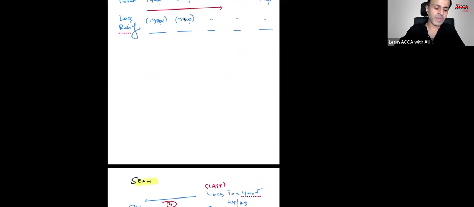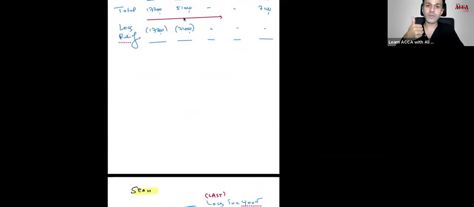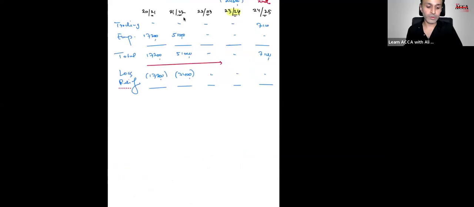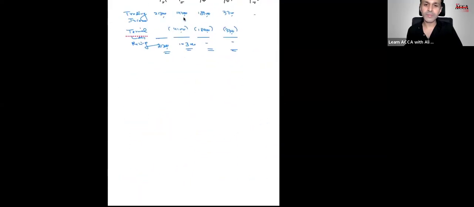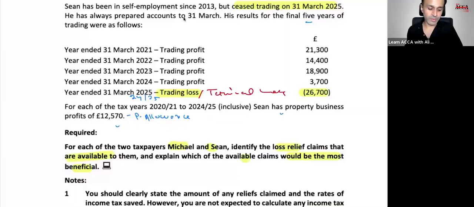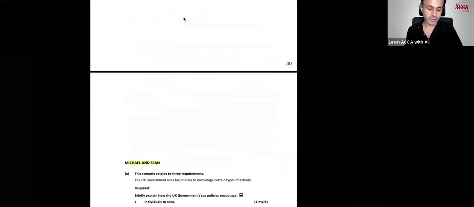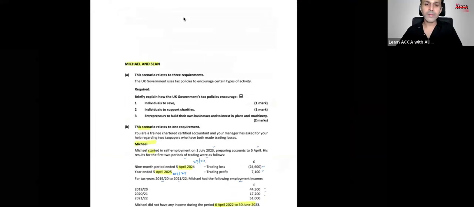The question that we have done has taken 3 sections in: carry forward section, relief against the total income of the lost tax year and previous tax year, relief against the capital gains of the lost tax year and previous tax year. In this question, Michael has taken the relief in the opening years, and Sean has taken the terminal loss relief. Based on these 2 questions, we have gradually revised the whole of the knowledge of losses and being able to apply it.